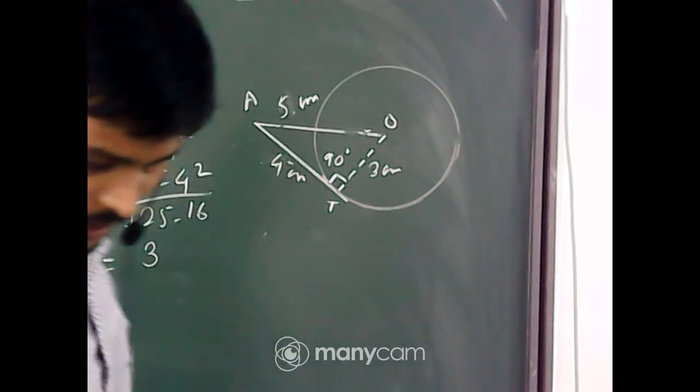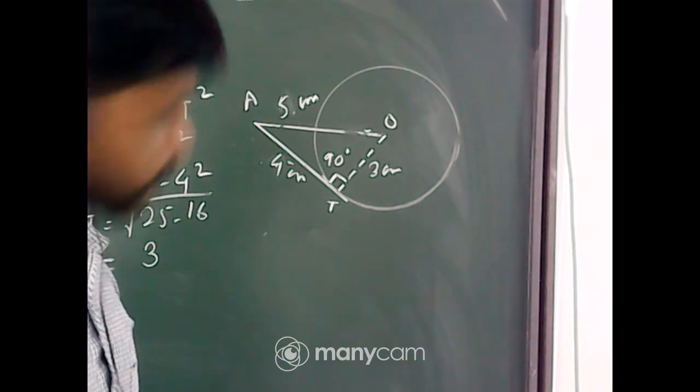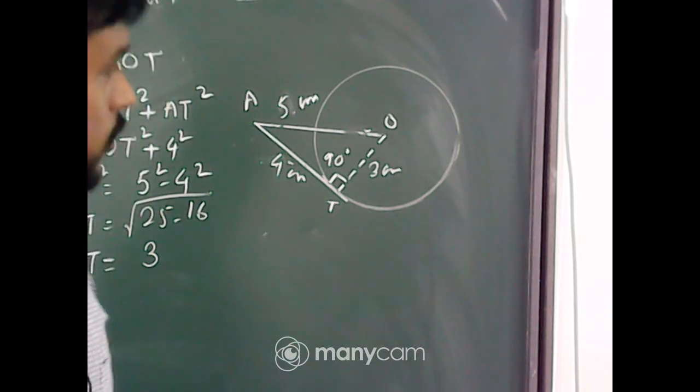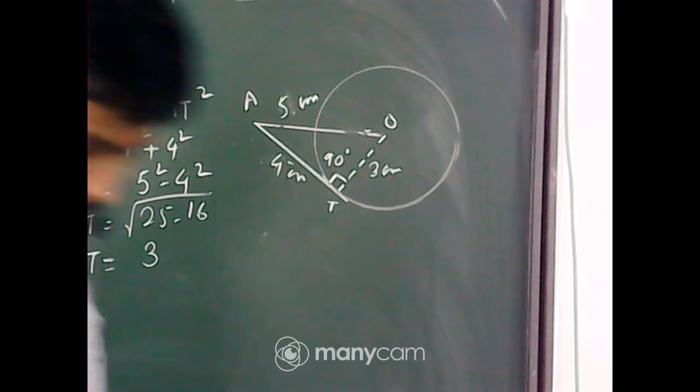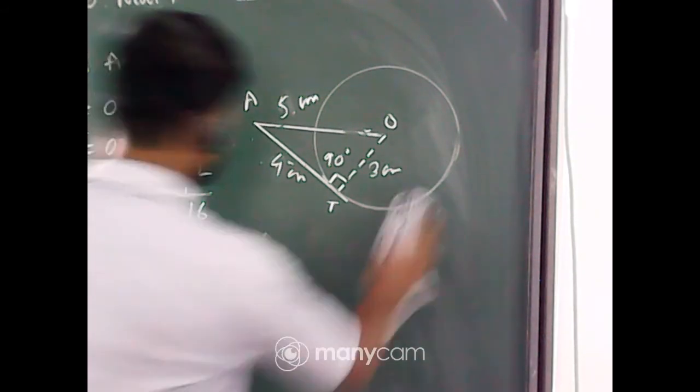Okay, this is a very easy question. Okay, so let's go to the next question. I'm rubbing the board. Question number 6. Not 6, 7. Question number 7.